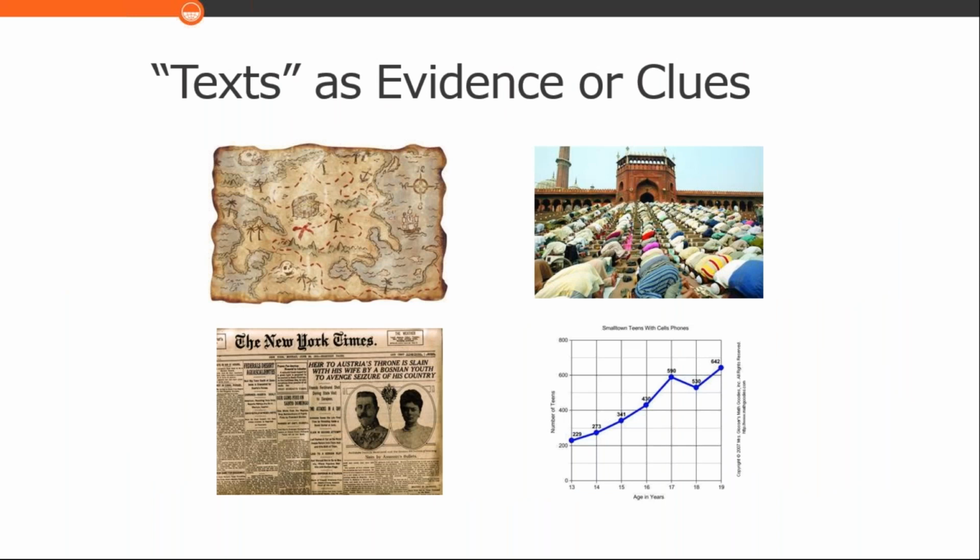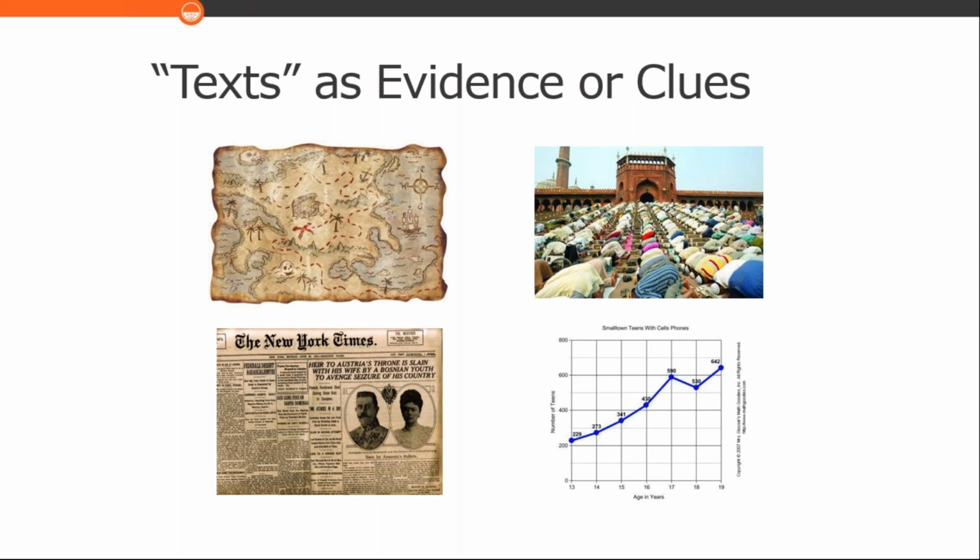And one way to think about that, and I like informational text such as music and architecture, absolutely. I showed a picture there of Islam and prayer in Islam, and absolutely pictures and buildings are great examples of text. So one of the challenges for us is to think about sometimes text as evidence or clues.